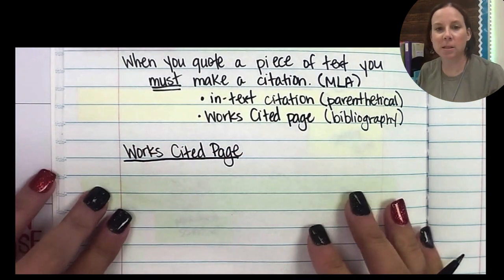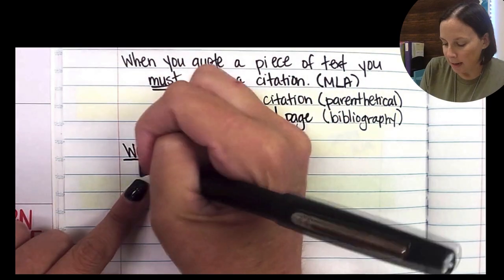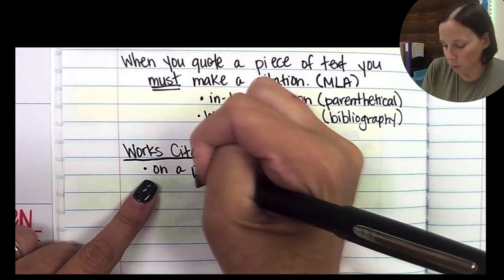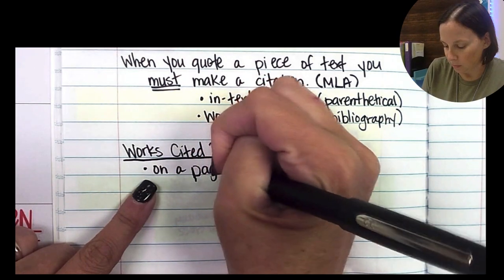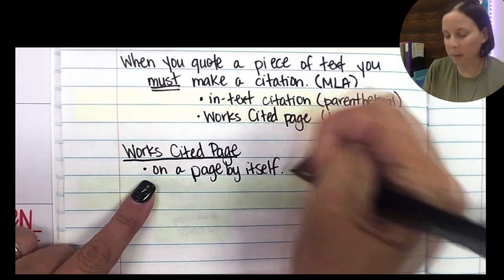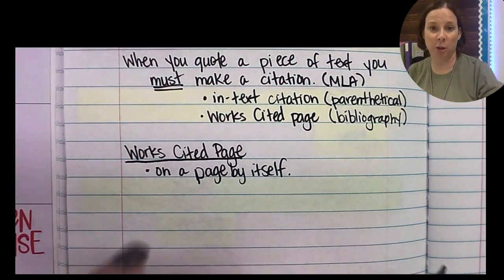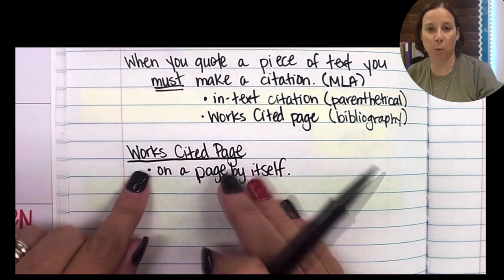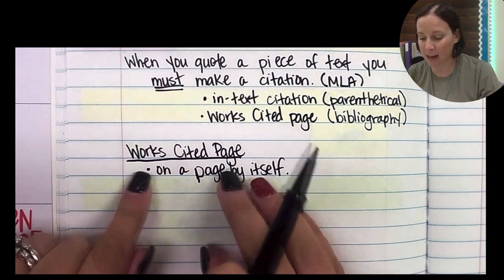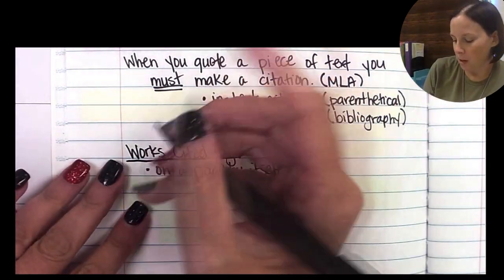Okay, so here's some pieces of information that you need to know about the works cited page. It's on its own page. So that means when you're done typing an essay, you will go to the next page to your works cited page. There cannot be anything but the works cited page on a page. None of your essay can be on the page that's your works cited page, okay?